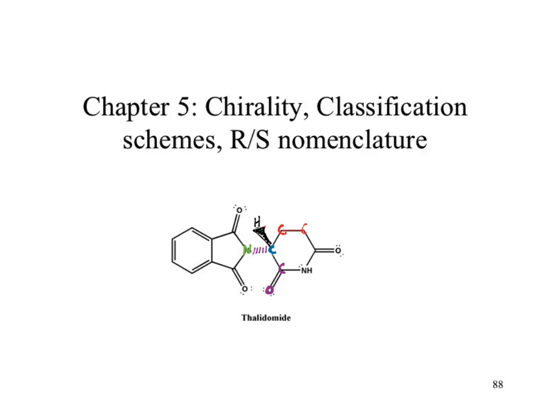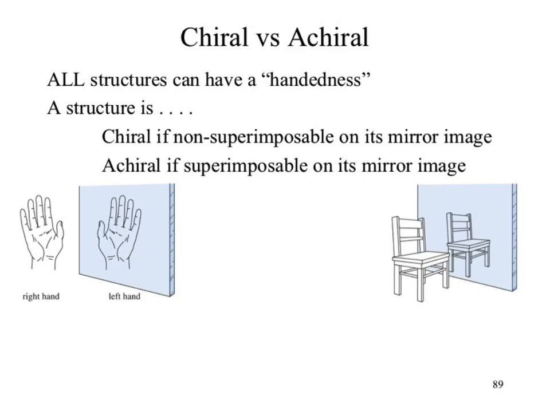That's where the RS nomenclature system comes in. That is why we go through everything in Chapter 5, being able to look at those structures and say, are they actually not different or not the same? How do they fit and move through it? And this is our concept of chiral and achiral. It's a bit of an overstatement to say all structures have a handedness, but all structures can have a handedness.